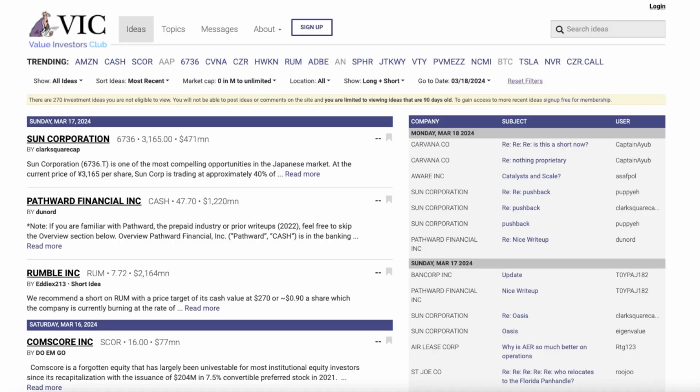A website that I use a lot is Value Investors Club. It's a website where people write analysis on stocks, and it's really well written, so you can get plenty of good information about a company. I also read Substacks, blogs, Twitter accounts. The internet is infinite, so you have a very good amount of information completely for free.